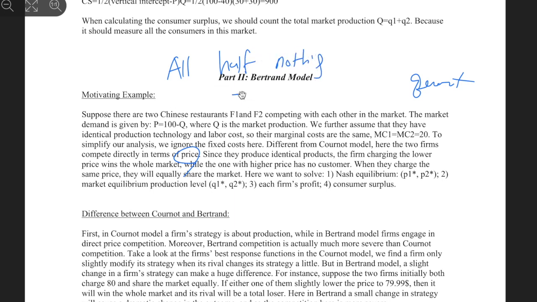If you and your competitor charge the same price, you have a duopoly, right? If your price is lower than your competitor's, then you have a monopoly, right? And if your price is higher than your competitor's, then you will have nothing, right? This is the model because the product is identical.